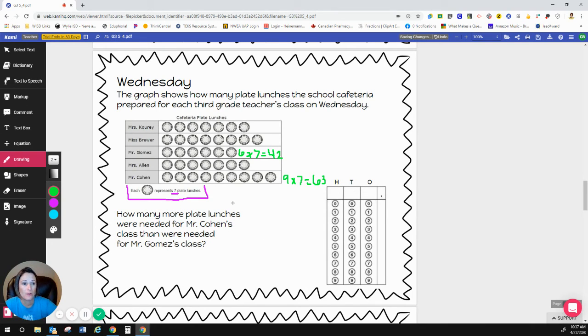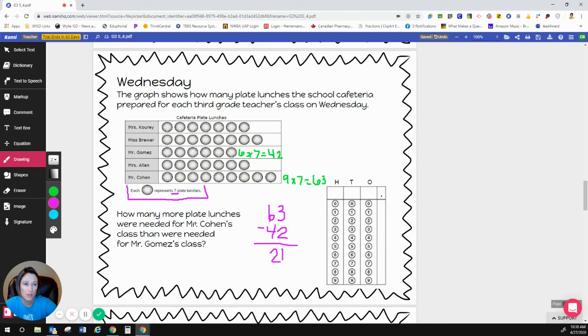Okay, so now let's look at our question. How many more are needed for Mr. Cohen's class than Mr. Gomez's class? What could I do? I need to take my two amounts. I need to take Mr. Cohen's class, and I want to subtract Mr. Gomez's class. I want to know how many more were needed in Mr. Cohen's class. So when I subtract, what do I get? 3 take 2 away leaves me with 1. 6 minus 4 equals 2, excuse me. So thinking about this, I have 21. I have 21 more lunches that were needed in Mr. Cohen's class than Mr. Gomez's class.